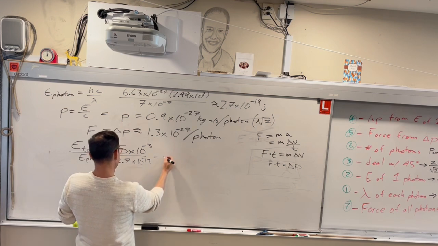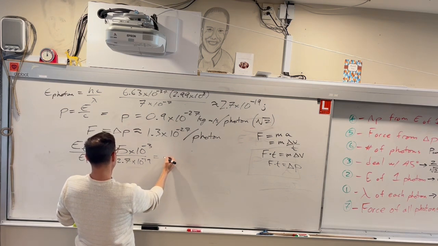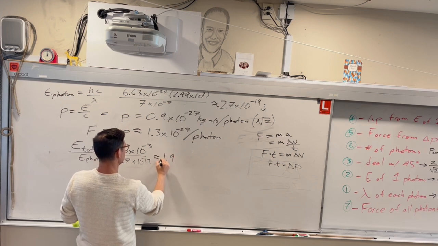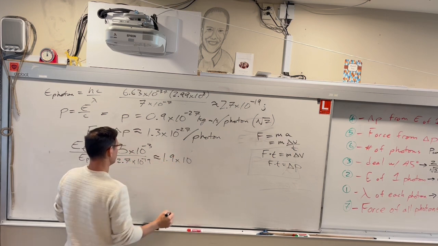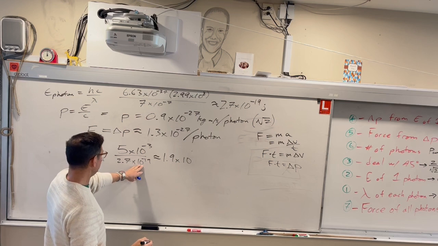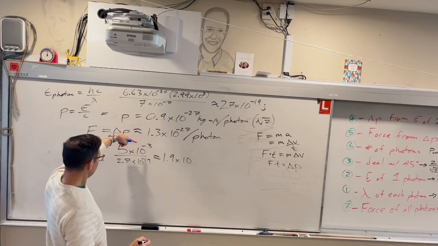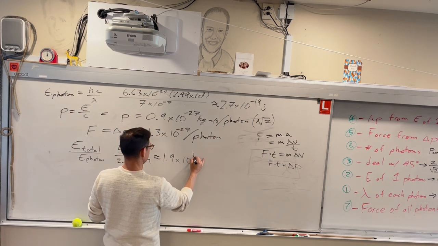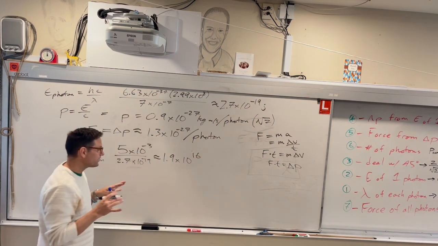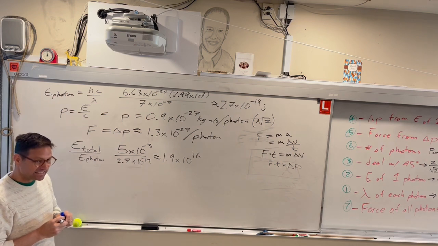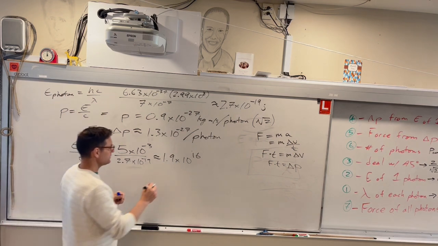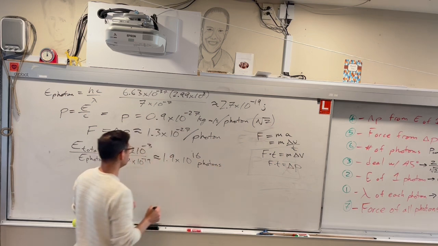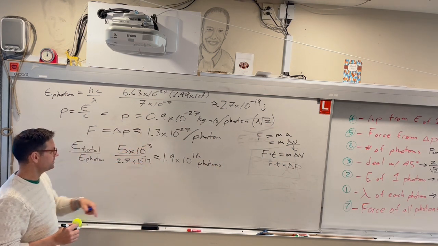Can you have like half a photon? It's a little less than 2. Yeah, like 1.9 or so. Can you round a photon? Well, hold on, because there's a lot. So negative 3 minus 19 is like 16, right? So 1.9 or so times 10 to the 16 photons. Negative 3 minus 19? Yeah, negative 3 minus negative 19.